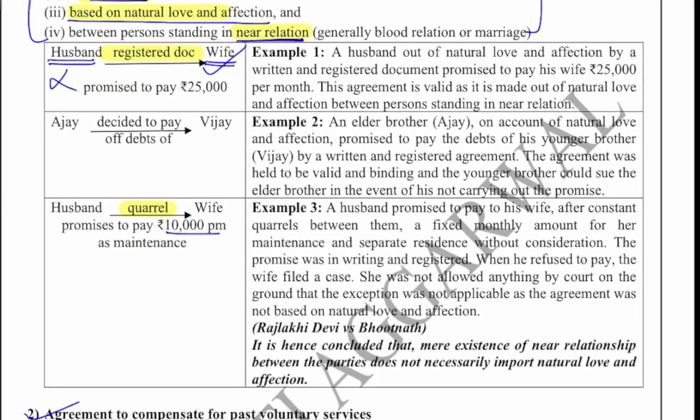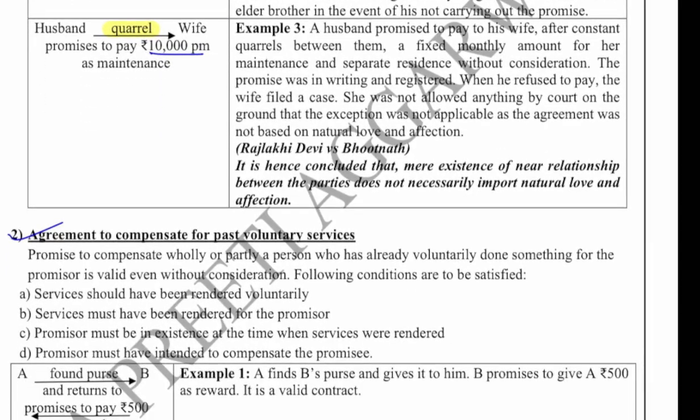See, there may be love and affection between them as husband and wife. But is this agreement based on love and affection, or is it based on quarrels? It is based on quarrels, right? So this agreement is not valid. There is no consideration. So just because they are in near relation does not necessarily mean that there is natural love and affection.